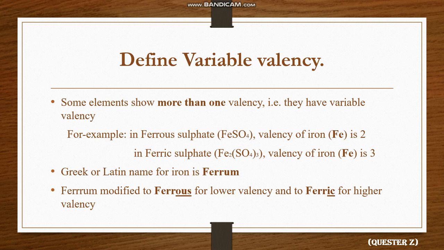Now the Latin name for iron is ferrum. The addition of OUS to ferrum indicates the lower valency, that is 2, and the addition of IC indicates the higher valency, that is 3. That is very important, and this rule is applicable to all elements. If the compound or element has OUS at the end, its valency is lower, and the element having IC at the end has the higher valency.